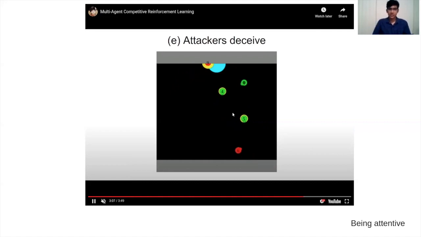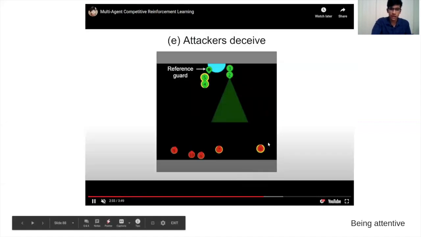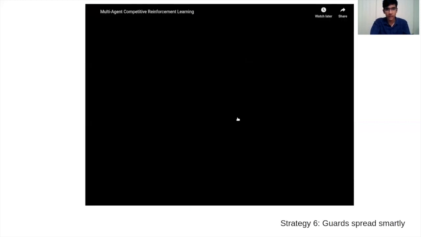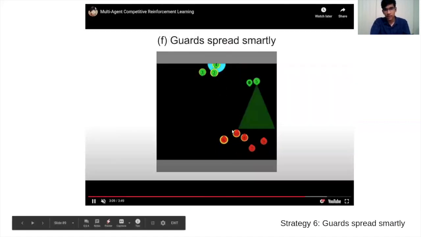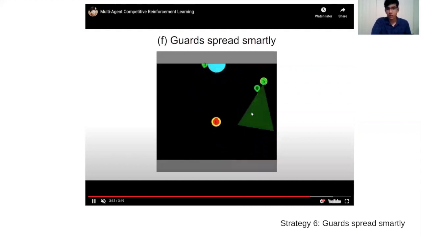So this is the deception strategy that the attackers learn, and this was the attention visualization. And finally what happens is the guards spread smartly and they end up killing all the attackers, and they win.